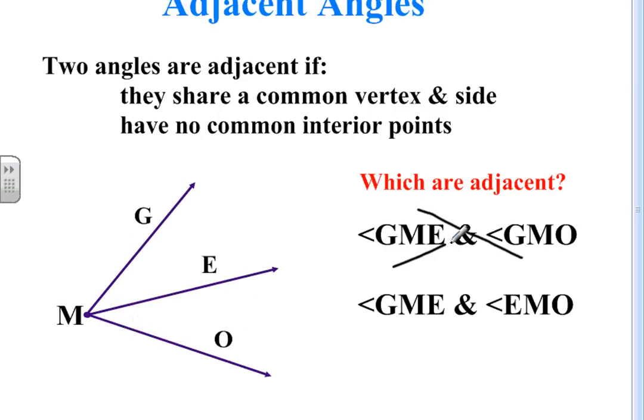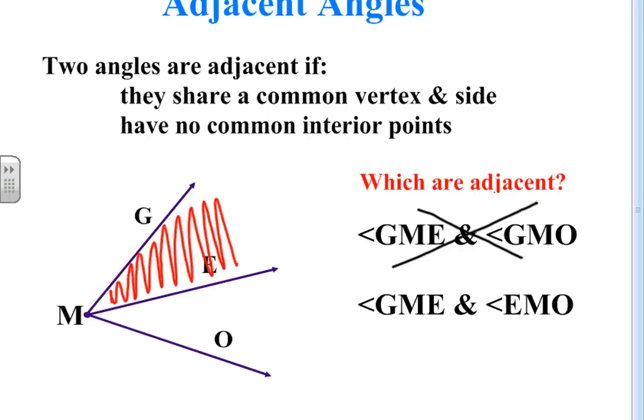We're going to put an X through these. Let's try this other set. GME. So we'll shade that in red. There's the interior points. EMO. We'll shade that in blue. The interior points are shaded. Do they fit the criteria for being adjacent? Do they have a common vertex? Yes, they have a vertex of M. Do they have a common side? Yes, their common side is ray ME. Do they share any interior points? No, and they shouldn't share, because it says there's no common interior points.